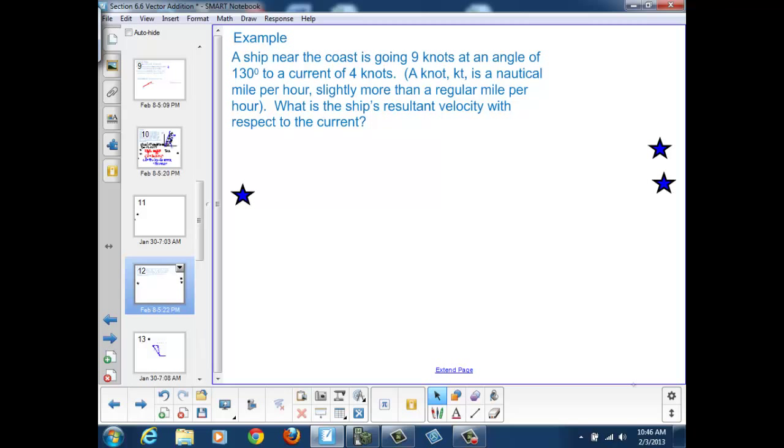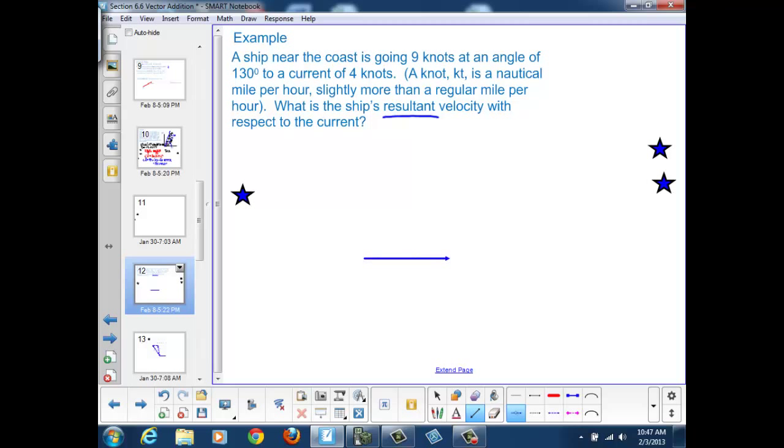Here's another example. We have a ship near the coast going 9 knots at an angle of 130 degrees to a current of 4 knots, where a knot is a nautical mile per hour, slightly more than a regular mile per hour. What is the ship's resultant velocity with respect to the current? All right, first of all, we see this word resultant, which tells us we're looking for the sum of these two pieces of information. Now we have to visualize what the situation is.